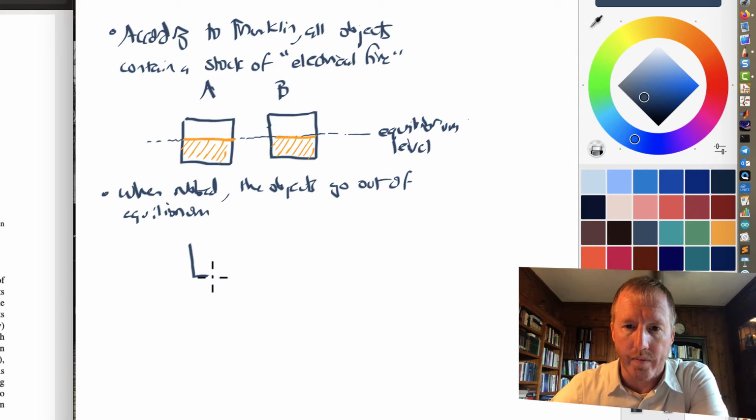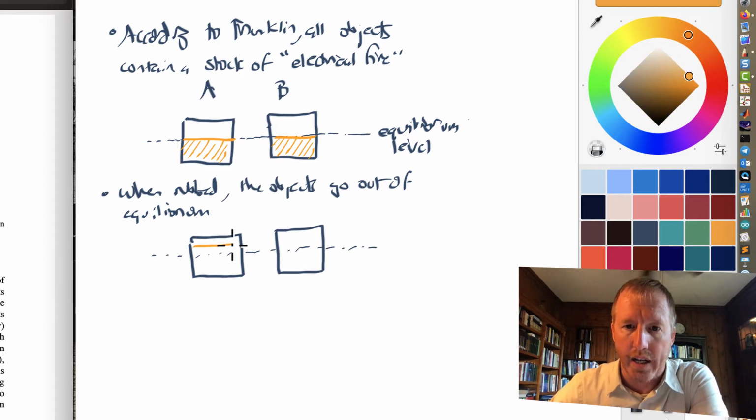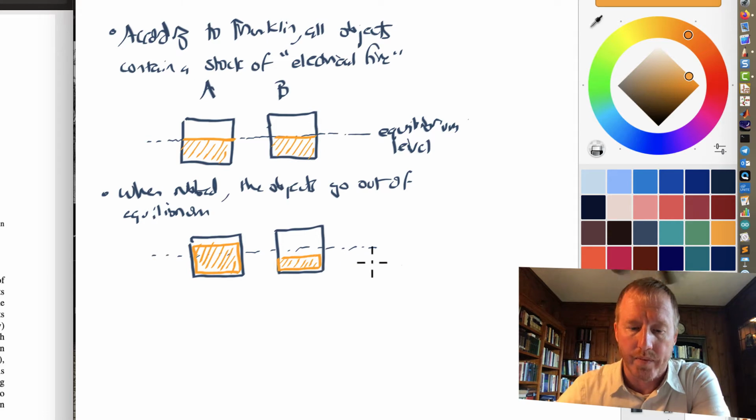So I'm going to redraw them, the same objects. And whereas the equilibrium level was here, maybe after rubbing them, this one has acquired some of the electrical fire from object B, so it has too much electrical fire within it, and the other object has lost some of its electrical fire. Okay, so according to Franklin, object A would then be positively charged, and object B would be negatively charged. This is Franklin's terminology.